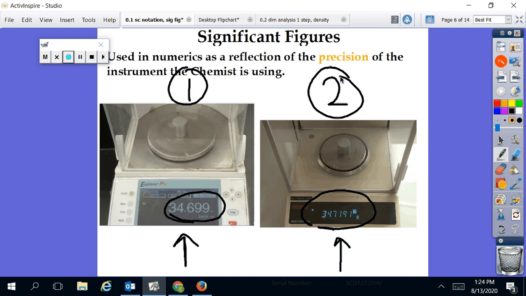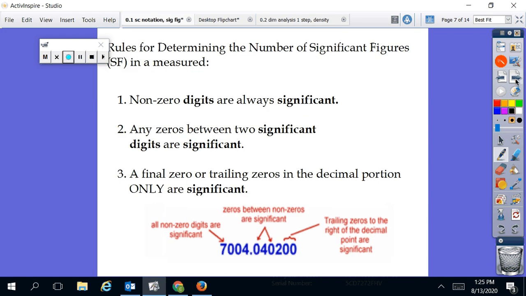So if you had to pick which scale would be more precise, I would hope you would choose number 2, since it has more decimal places that it goes out to. Since in chemistry, we use a lot of pieces of equipment that have different precision, we need to be able to reflect that in numbers. So we call those numbers significant figures. And I have narrowed it down to having 3 rules for significant figures.